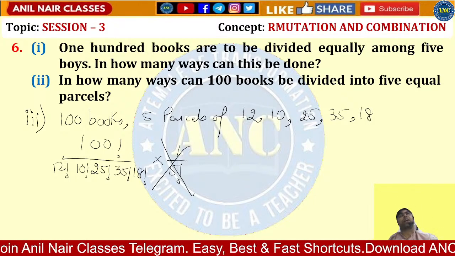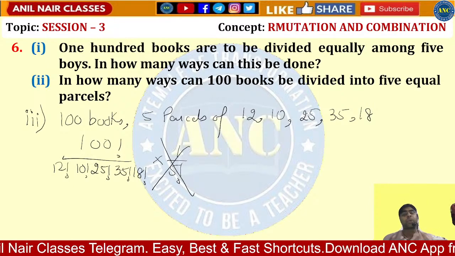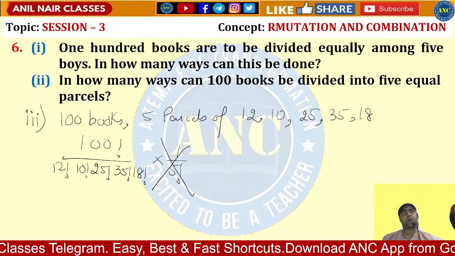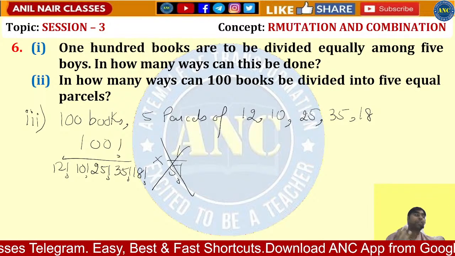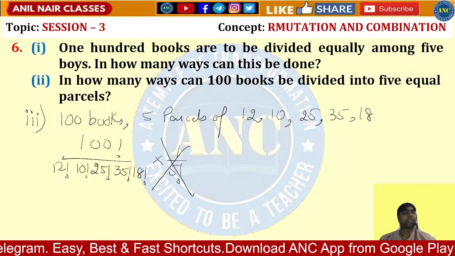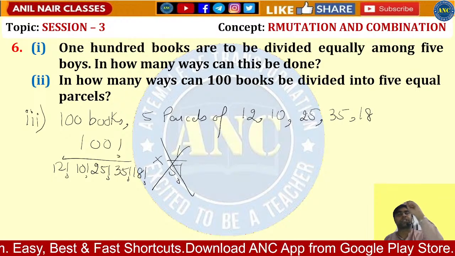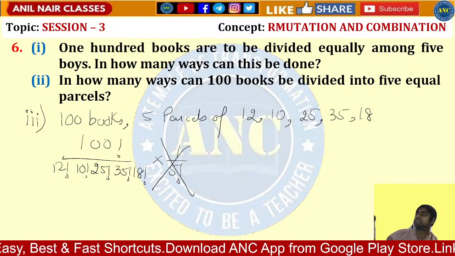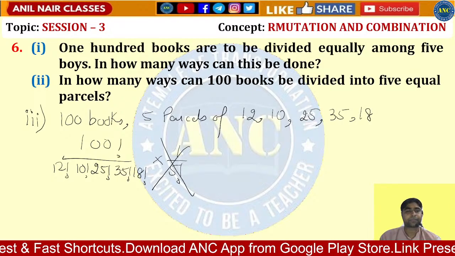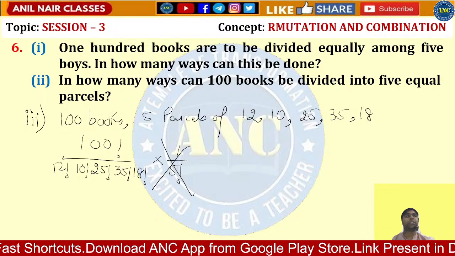Because now these parcels are not identical in number. They individually have their own identity of being called. Let's say the first box will be called the box having 12 books. The second box would be called having 10 books. The third box 25 books, the fourth box 35 books, and the fifth box 18 books. So because it has its own identity now, that means we don't have to jumble them up.